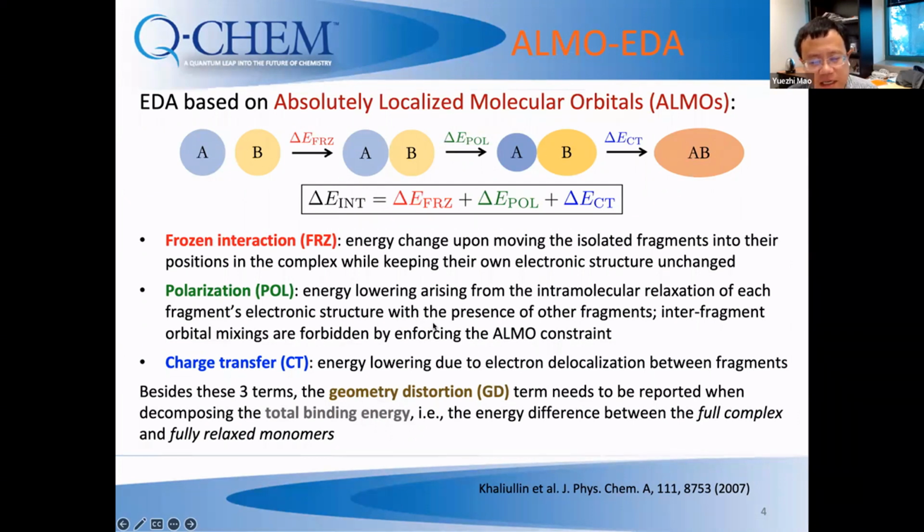And I should also mention that besides these three terms, if you are decomposing the total binding energy rather than the interaction energy, the binding energy is the energy difference between the full complex and the fully relaxed monomers. Then there is another term, which is a geometry distortion, which accounts for the energy penalty of changing the geometry of each monomer from their own relaxed structure to their slightly distorted structure in the complex.